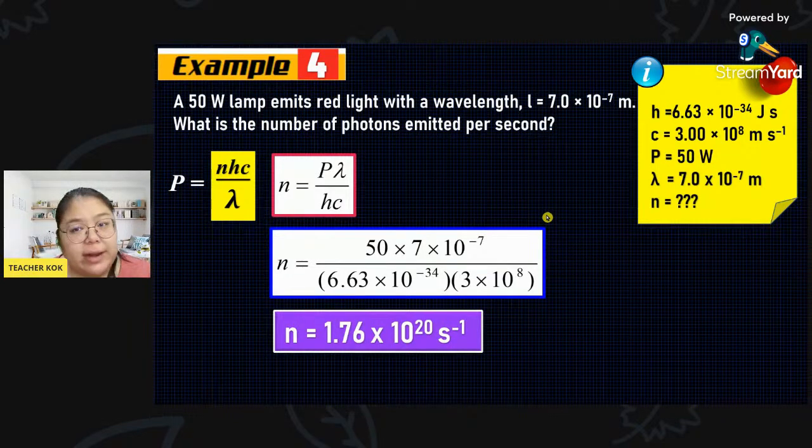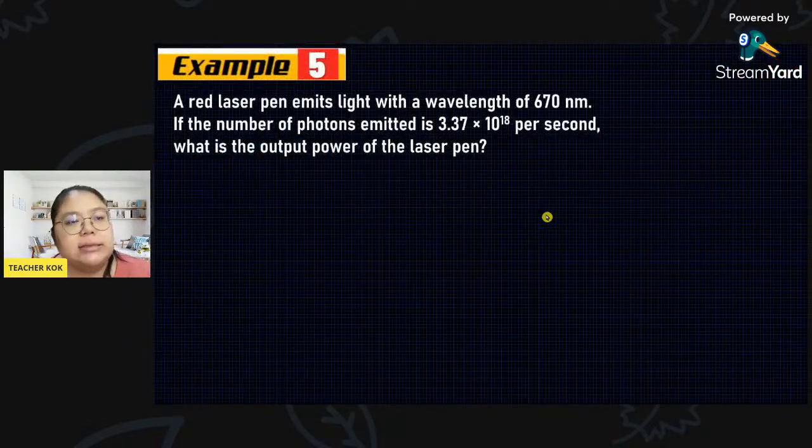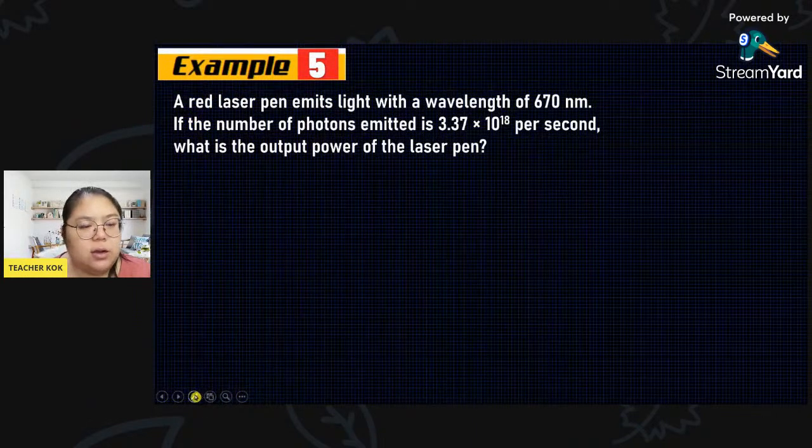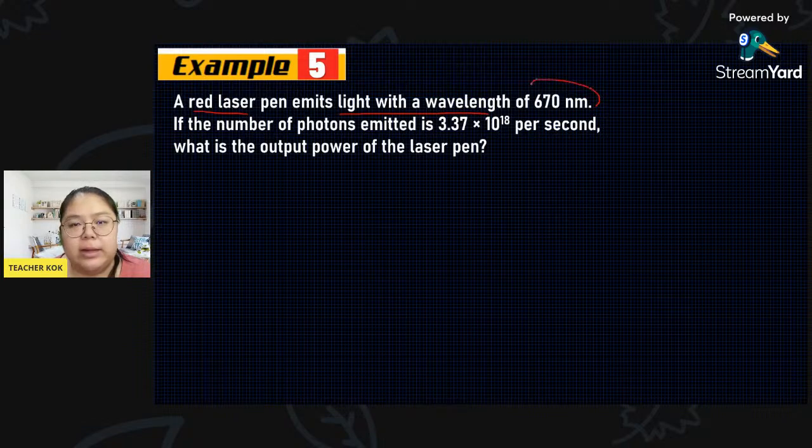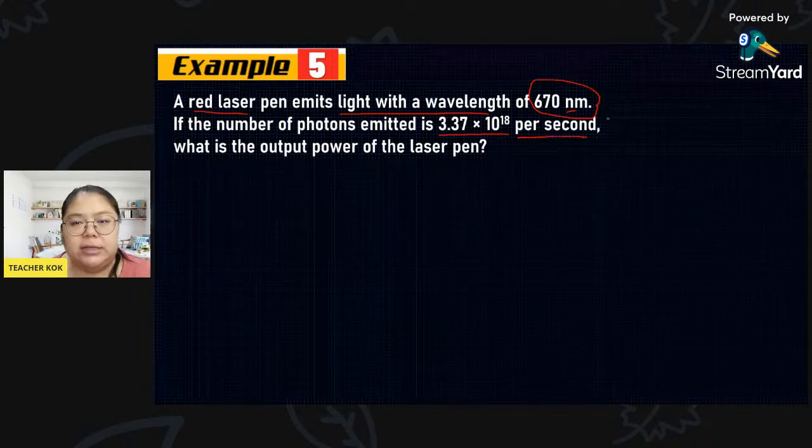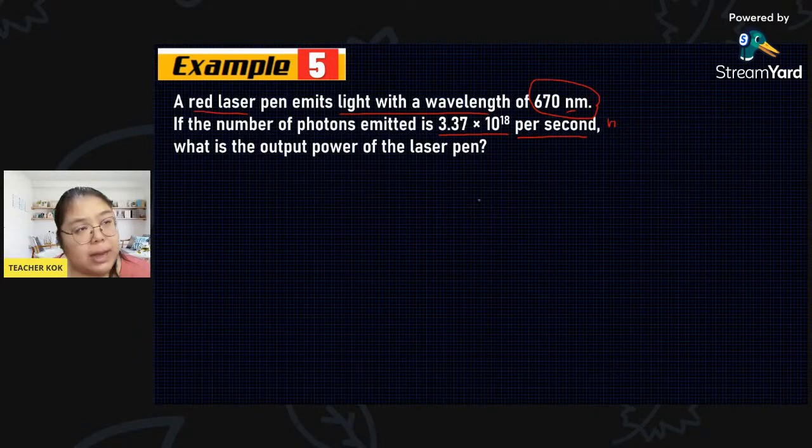Okay, so we continue with the next one, example number 5. You see the question. They say a red laser pen emits light with a wavelength. The first thing they provided is the wavelength, so you must remember the nm is nanometer. Khatija also gave me the answer just now, yeah, correct. The number of photons they emit is 3.37 times 10 to the power of 18 per second. Actually, this one is N. Okay, you might understand the question.